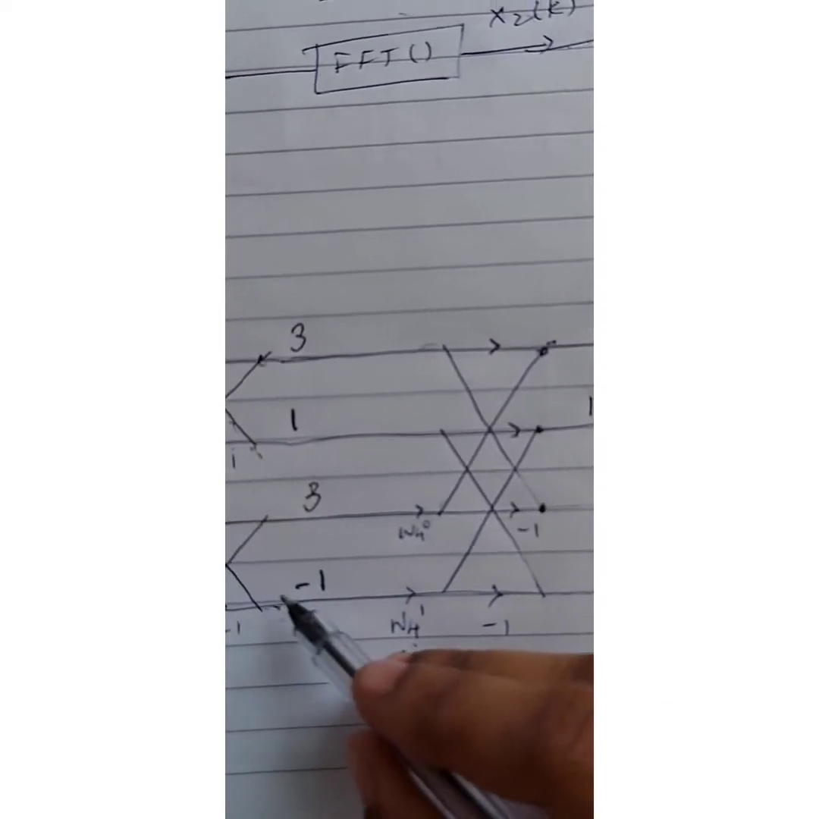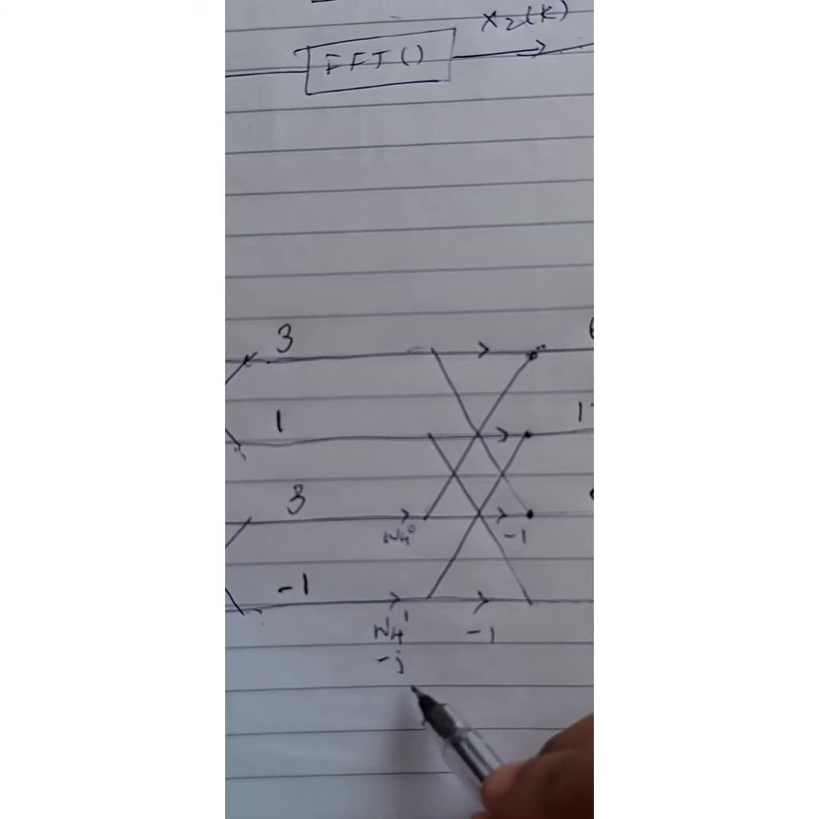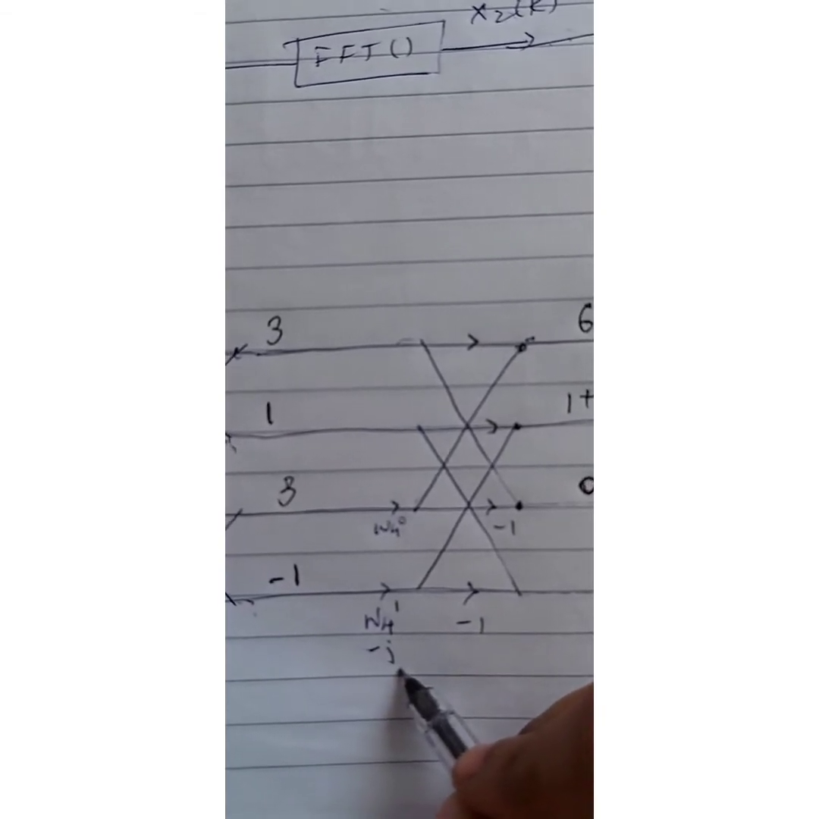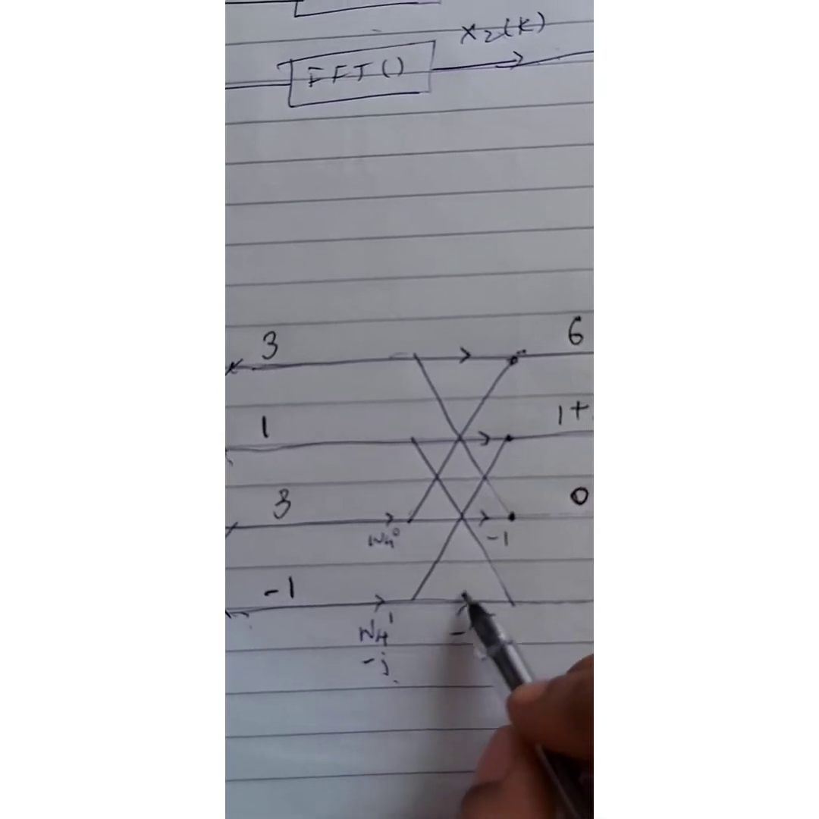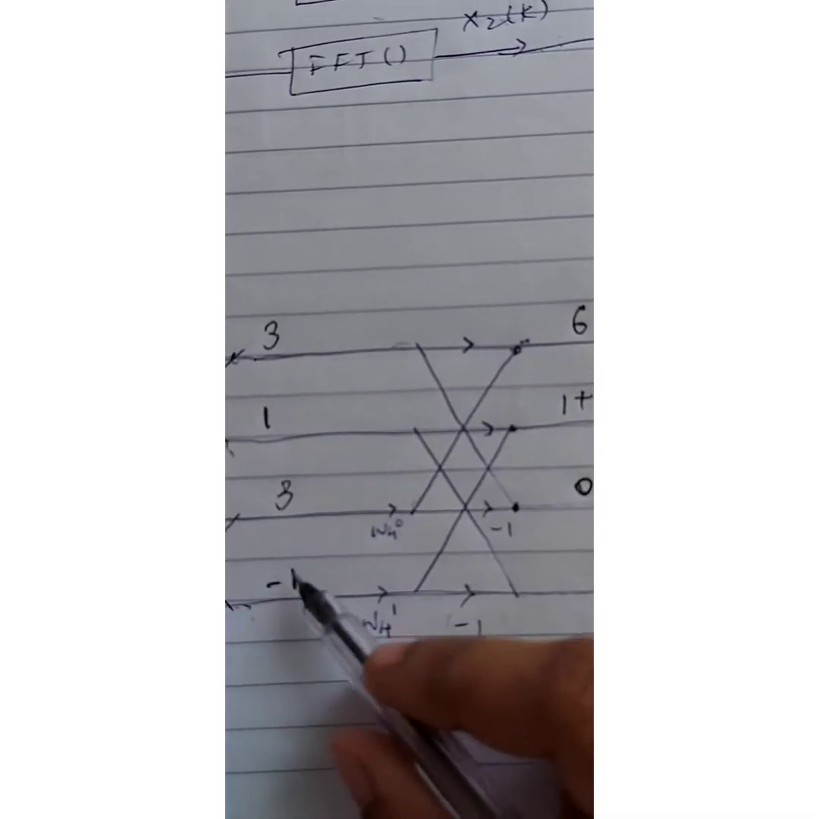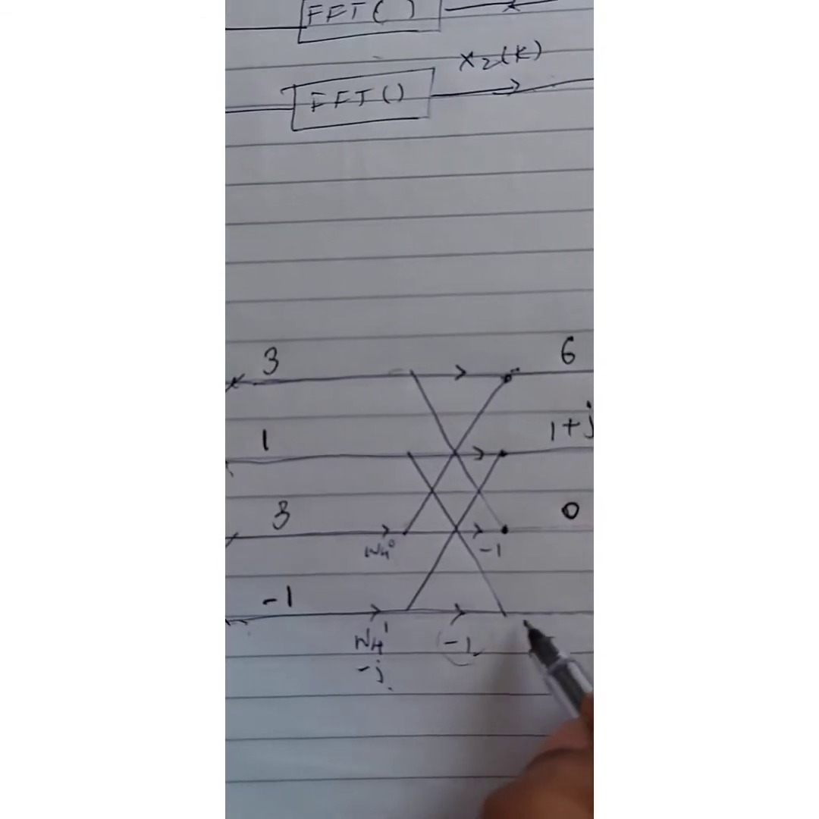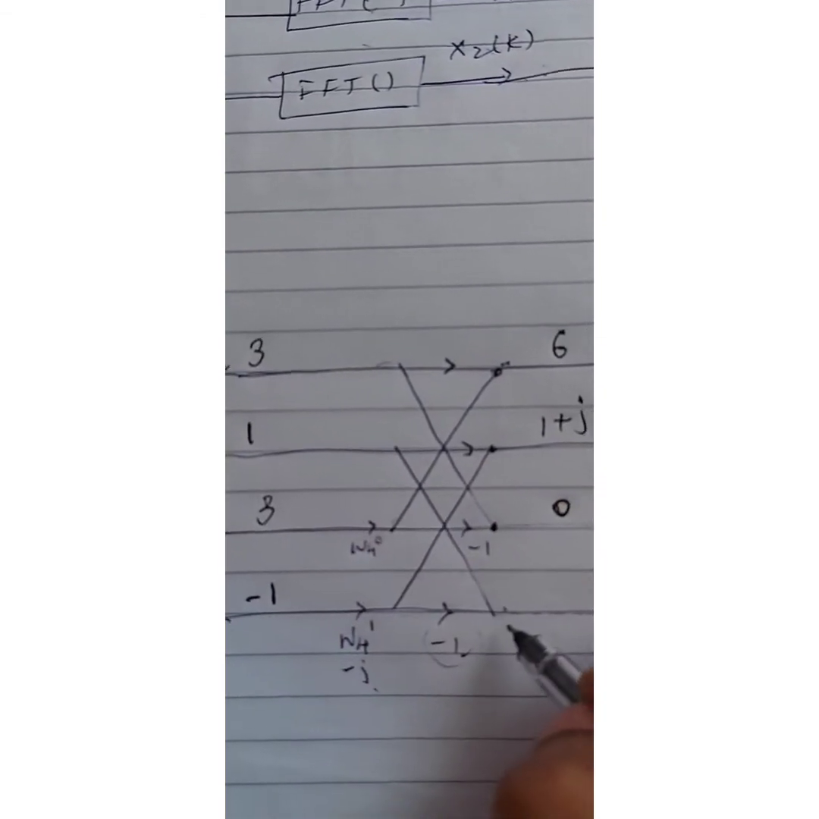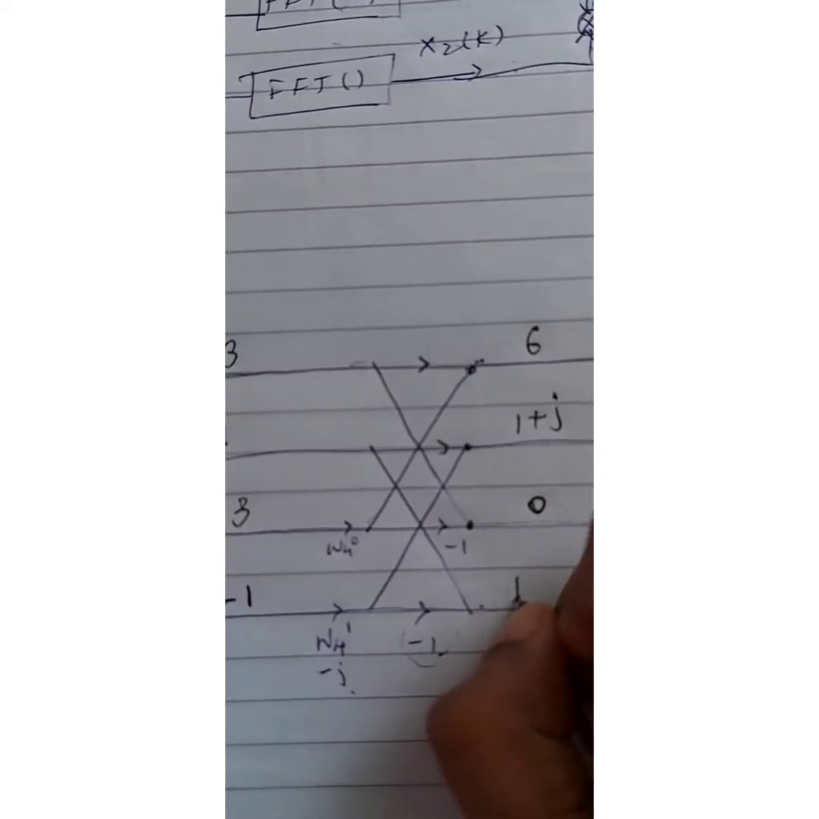Okay, here minus 1 into minus j. Okay, that is plus j. But again you have a minus 1 here. Minus 1 into minus j plus j into minus 1 minus j. So what do I have from here? So it is 1 plus j. Sorry, 1 minus j.